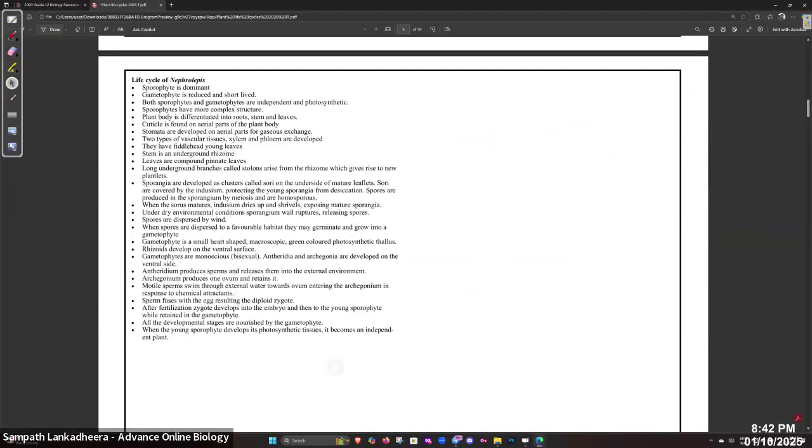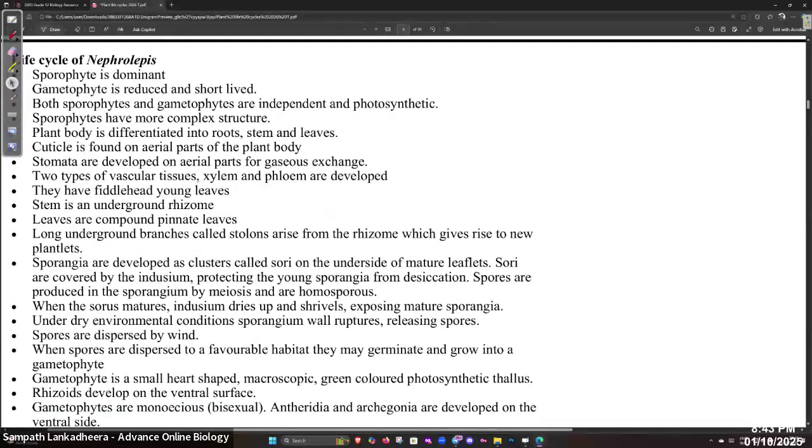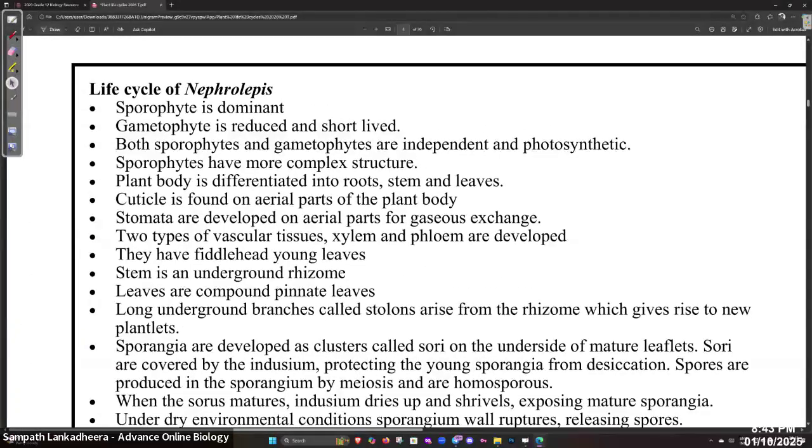Look at this part. Life cycle of Nephrolepis. I'll enlarge it a little bit so you can read it easily. Now you can read that. Sporophyte is dominant. Gametophyte is reduced and short-lived. Both sporophyte and gametophytes are independent and photosynthetic.